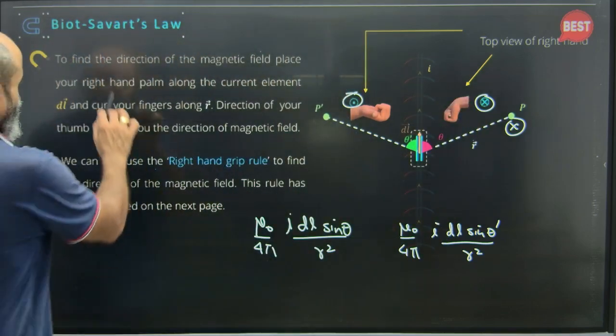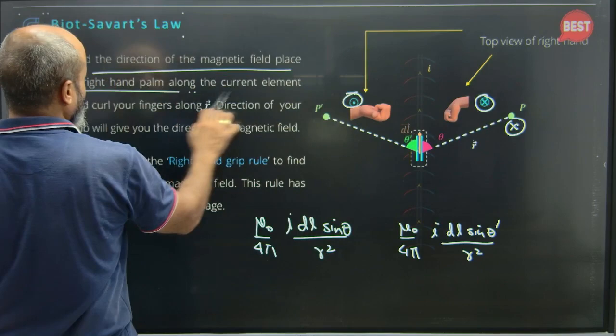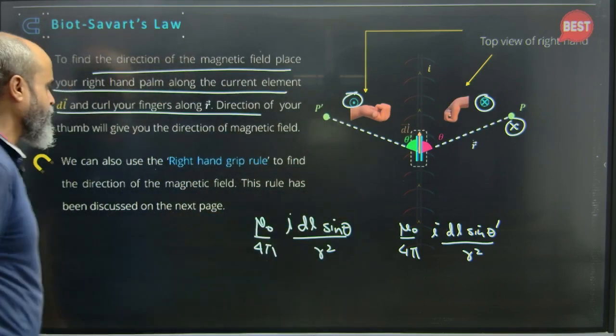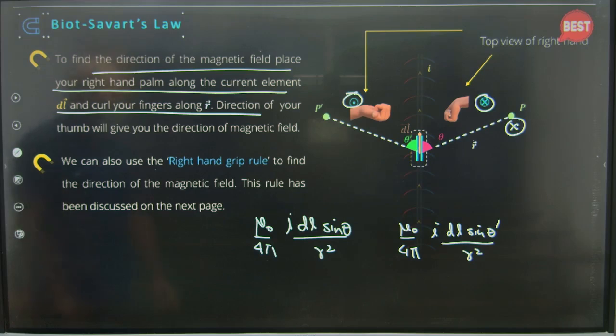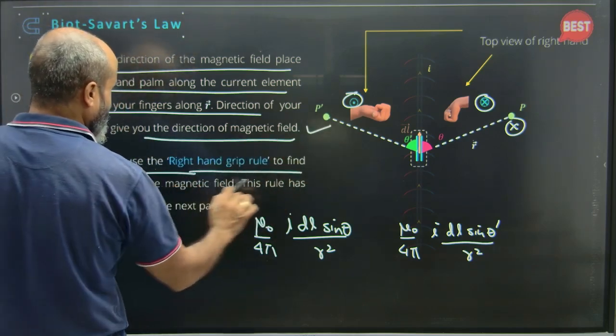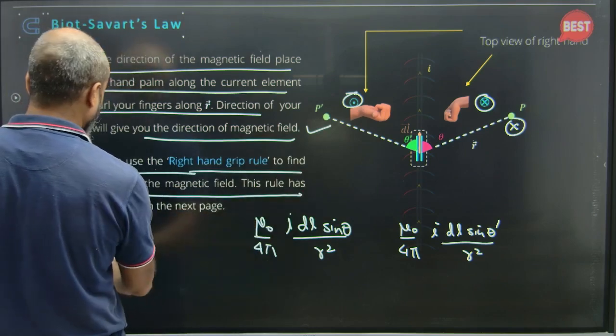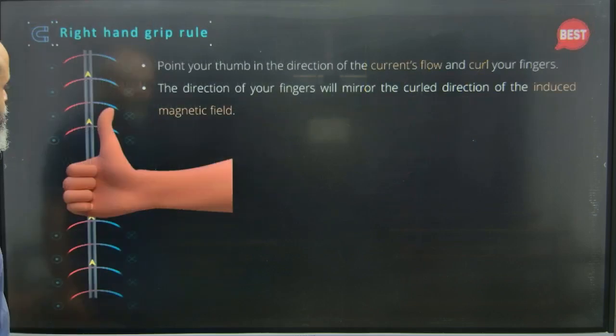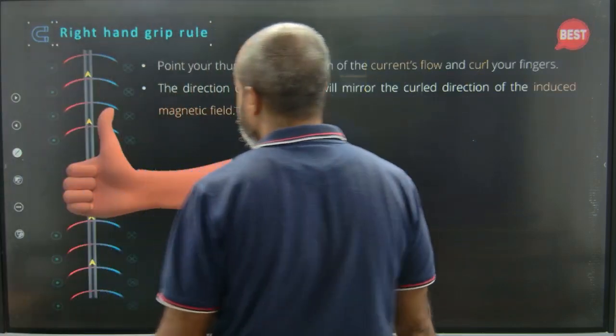So to find the direction of the magnetic field, place your right hand palm along the current element and your fingers. Direction of your thumb will give you the direction of magnetic field. We can also use the right hand grip rule to find the direction of the magnetic field. This rule has been discussed. So we will basically see what is the direction of the magnetic field.